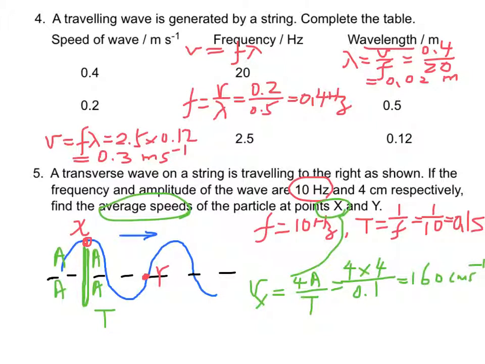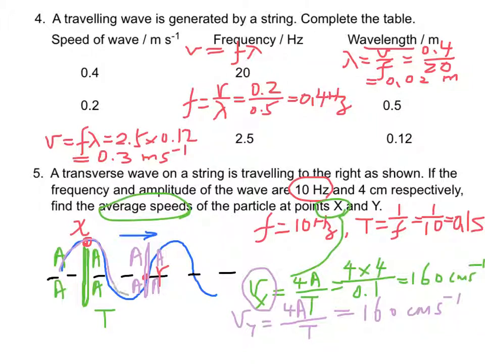Similarly, for particle y, when it makes one oscillation, it travels a distance of A, altogether 4A. The average speed of y is again equal to distance over time. During a time of one period, T, it moves a distance of 4A. Therefore, the average speed of y is again equal to 4A over T, which is equal to that of x. Therefore, the average speed of y is 160 cm per second. In fact, all the particles along the string will vibrate up and down. They have the same average speed.